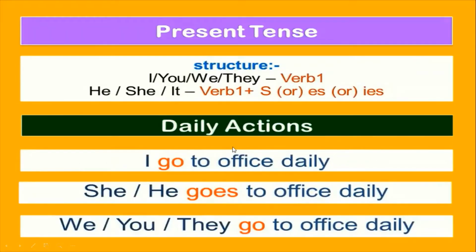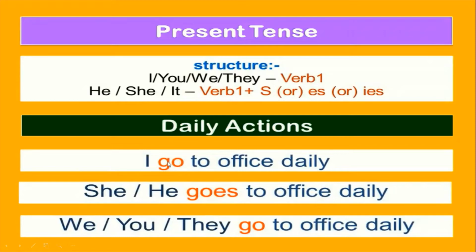Now, I want to show you how we should use the verbs if we have a sentence that is a daily action. Here, first of all, we have the two structures. If we have a subject such as you, I, we, or they, we should keep the verb as it is, which means in the base form, for example go, sleep, act. If we have the subject he, she, or it, we should write the verb in the base form, but we should add s, es, or ies to it.